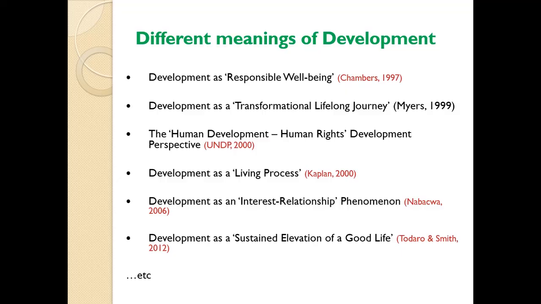Then the UNDP, that's United Nations Development Program 2000, equates development to human development, which relates to human rights. That for one to be developed, they must experience all sorts of human rights: the right to education, right to health, right to life, right to security, and so on. All those basic needs that you can think of, and rights. Okay, so that is what the UNDP equates to development.